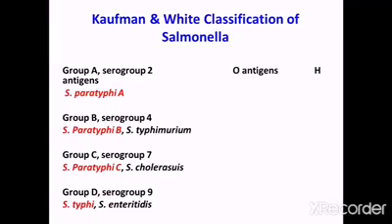Then there is the Kauffmann and White classification of Salmonella. So you can see different groups. Actually, these groups are more than D, but I have just written these important groups, which contain Salmonella paratyphi A, B, C, and then Salmonella typhi. And this classification is based on somatic and flagellar antigens.